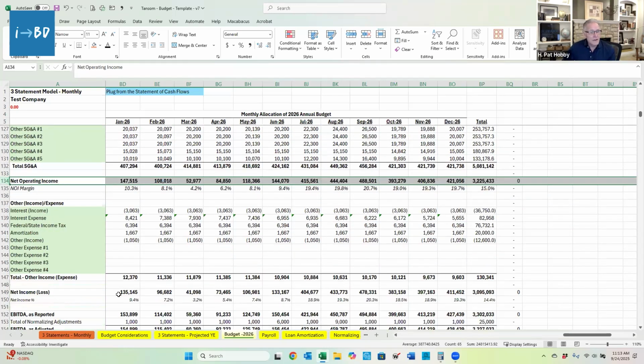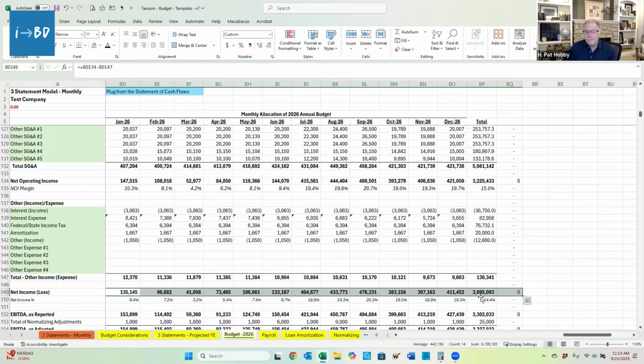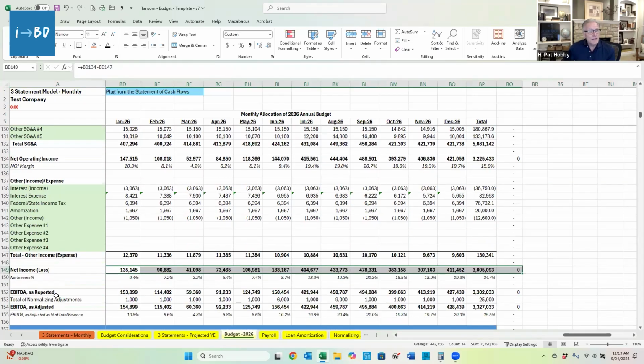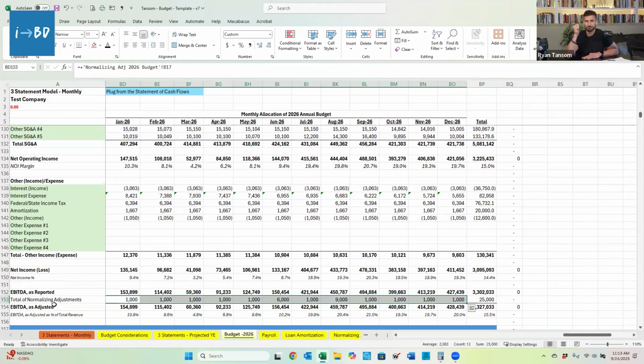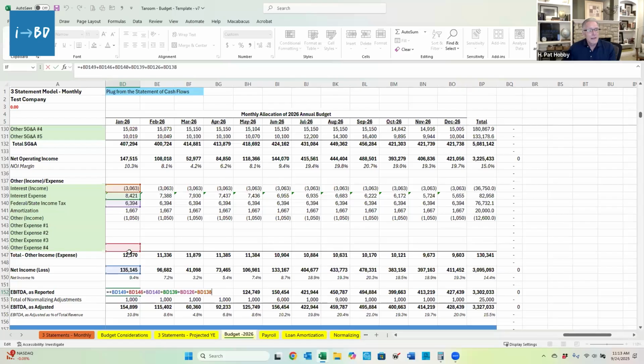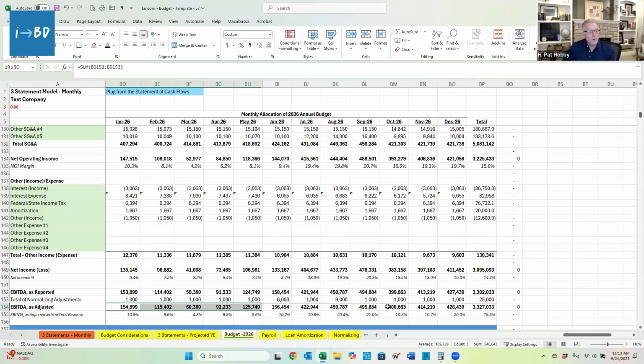So you get down here and you get to net income, and then even on the budget, you want to predict your adjustments. You get EBITDA as reported, which is just going to be net income plus interest, depreciation, taxes if you had them, and amortization. And then you get your EBITDA as adjusted or normalized.